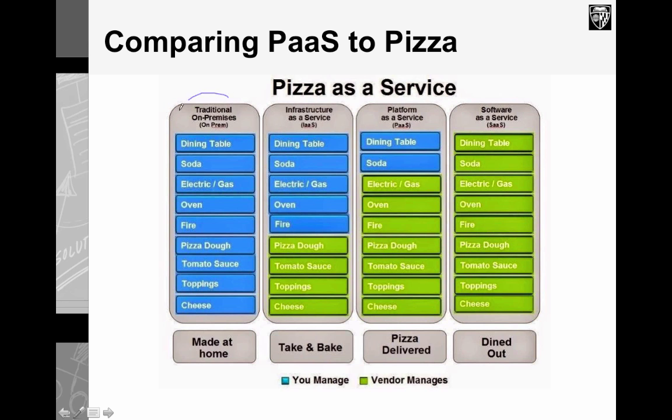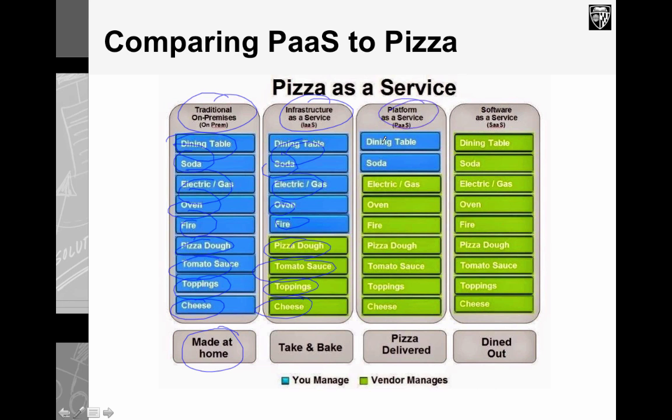If you think about the traditional model where pizza is made at home, you get your own cheese, your own toppings, tomato sauce, pizza dough, fire, oven, electric gas, soda, and the dining table. You bring it all yourselves, and then you make the pizza at home. Versus in infrastructure as a service, that's the take and bake model where you buy the cheese, the toppings, the tomato sauce, and the pizza dough, but then you have your own fire, oven, electric gas, soda, and dining table. You bake the pizza and then you eat the pizza.